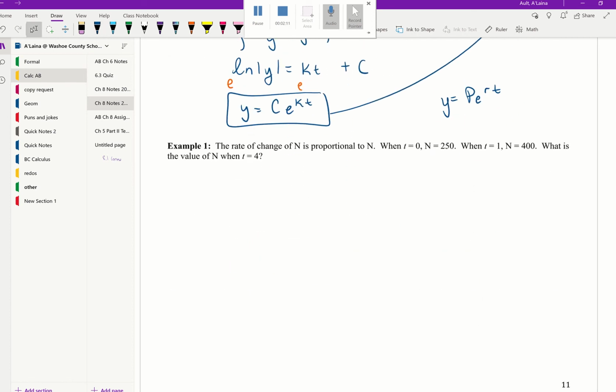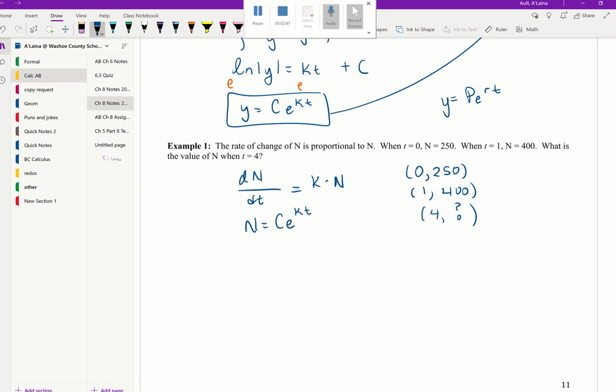If the rate of change of n is proportional to n, now, I can look ahead and see that the input here is t. This is proportional to n. Now, what this means is that I could rewrite this where the output variable n is equal to c e to the kt power. And this is helpful. I have a couple ordered pairs. When t is 0, t is our input, n is 250. When t is 1, n is 400. And I want to find the value of n when t is 4.